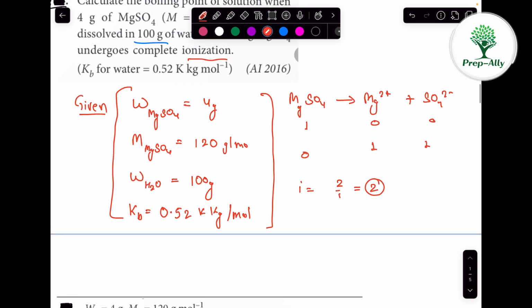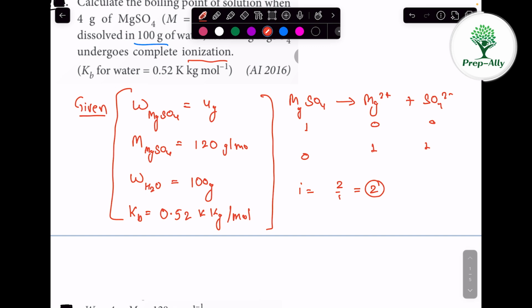If we got the i value, now we can solve this. Now we can apply the formula of delta Tb, the elevation in boiling point, which is equal to i multiplied by Kb multiplied by molality. So delta Tb will be i, which is 2, multiplied by Kb, which is already given in the question, 0.52, into molality.